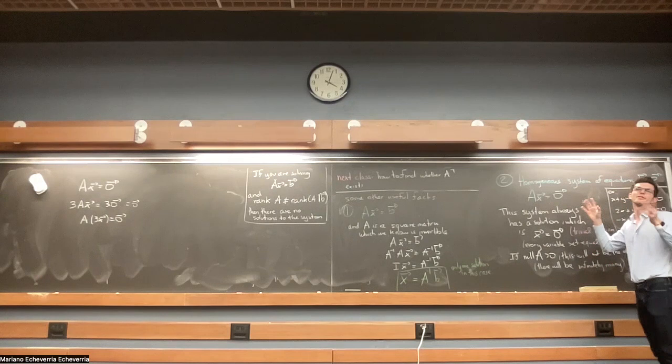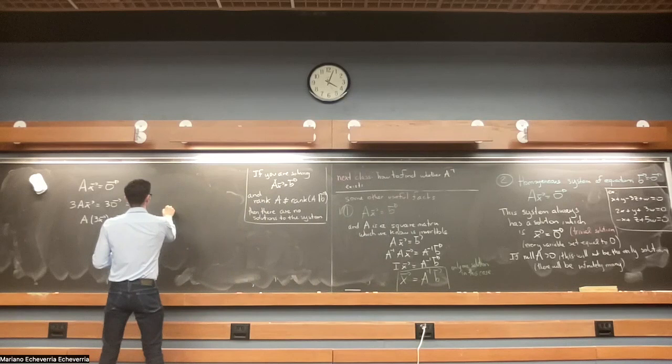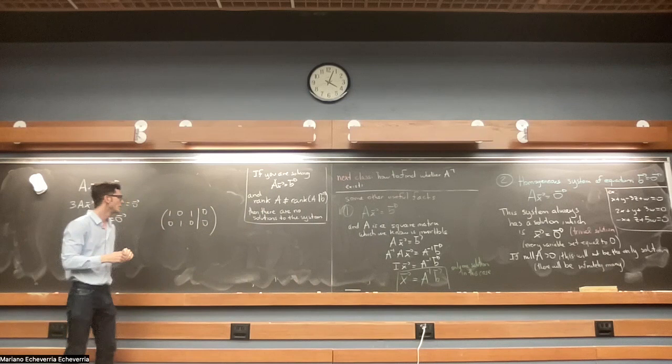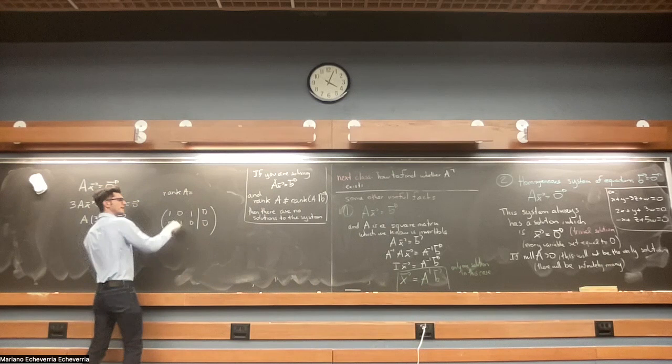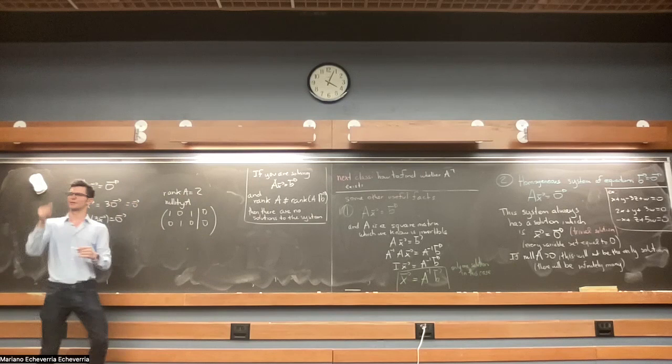But just to finish, imagine you had a homogeneous system, right? Imagine this is a homogeneous system because every entry on the right hand side is zero. So what would be the solutions here? Well, what's the rank? The rank is 2, right, of this matrix. And what's the nullity in this case? Yes, which is 1, perfect. So 3 minus 2.